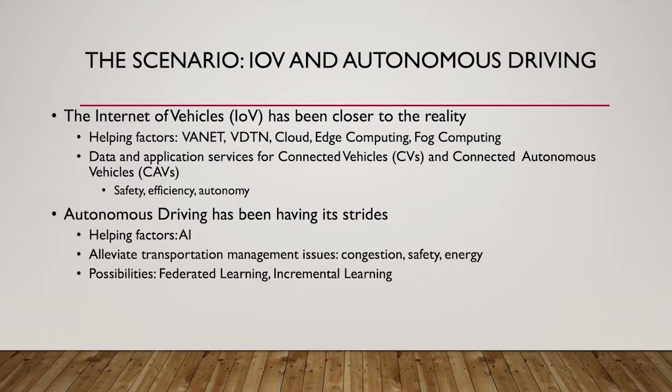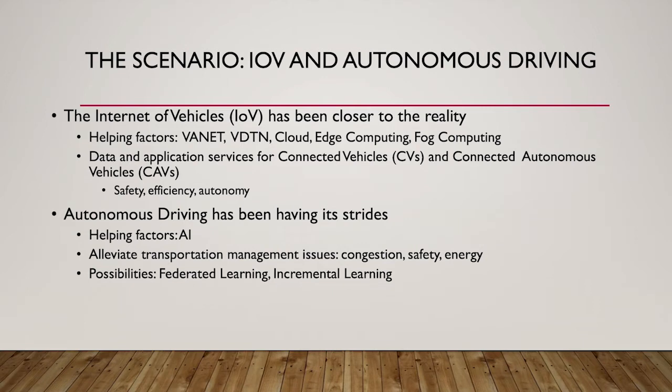The helping factors for all this development in the Internet of Vehicles include the development in vehicular ad hoc networks, vehicular delay tolerant networks, cloud computing, edge computing, and fog computing. With this development, we can expect a lot of possibilities in terms of data and application services, especially for connected vehicles and connected autonomous vehicles. These applications include safety, efficiency, and autonomy.